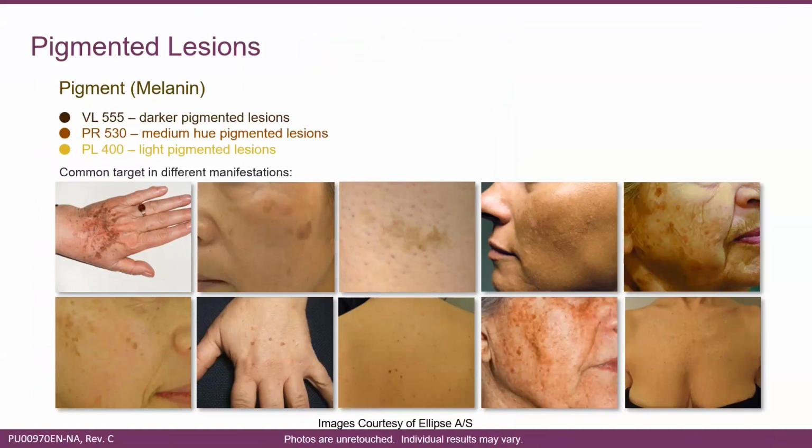These are typically the kind of pigmented lesions that we're treating. As you can see, depending on the color, the pigment that we've got will determine which of the different handpieces we're going to use. For the darker pigment, we use the VL555. For the medium, the 530, and if it's very pale pigment, we would look at using the PL 400.